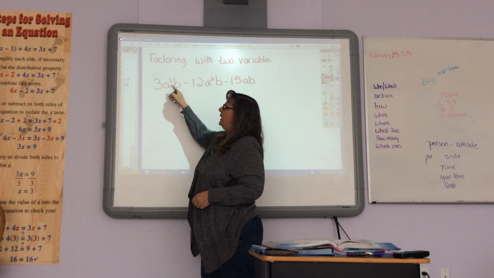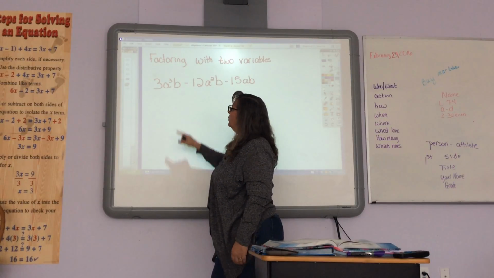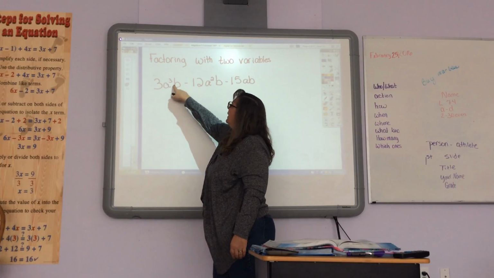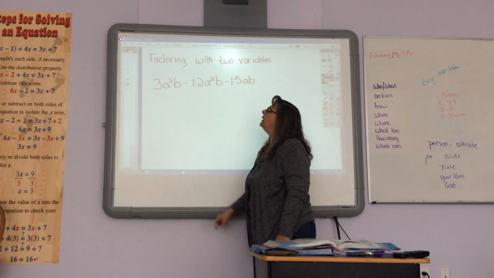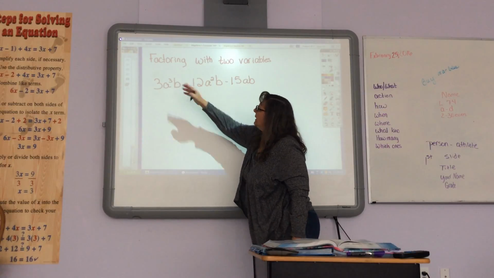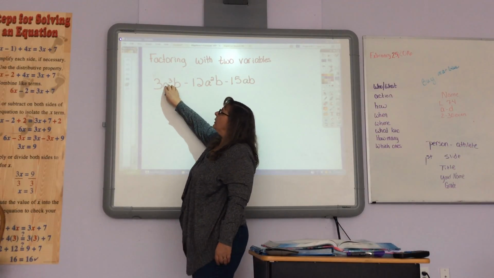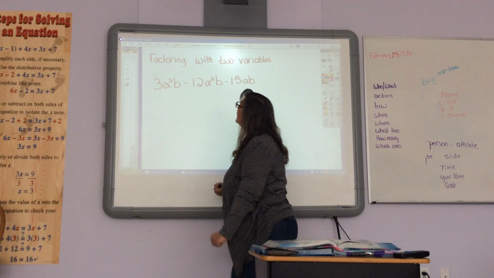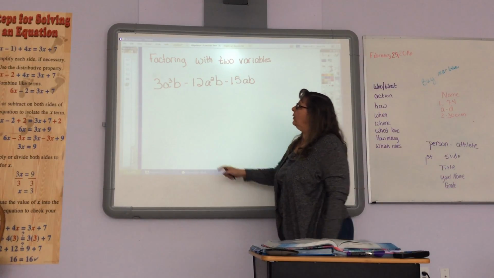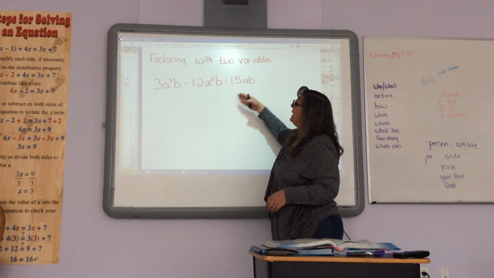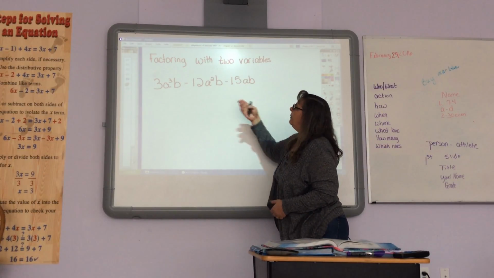To find the degree, to make sure we have them in the right order, we add the exponents. So 3 plus 1 is 4. That's 4. So far, that's the largest. 2 plus 1 is 3. That's still a higher degree. 1 plus 1 is 2. The highest degree is this one. So we have them set up in the right order. Our lead coefficient is 3. It's positive. We have an A in every term, and we have a B in every term.